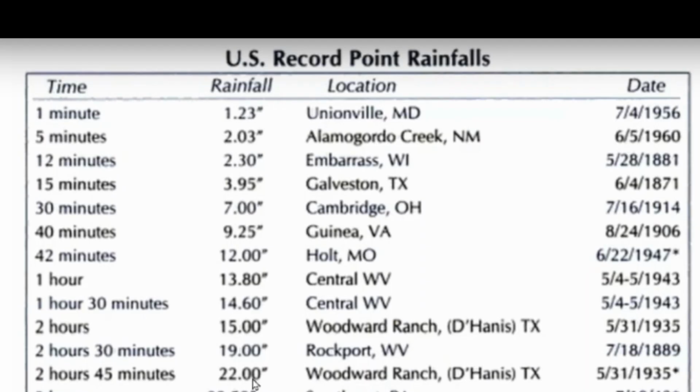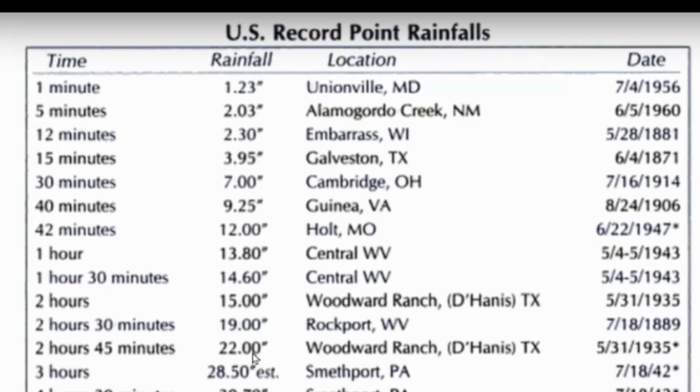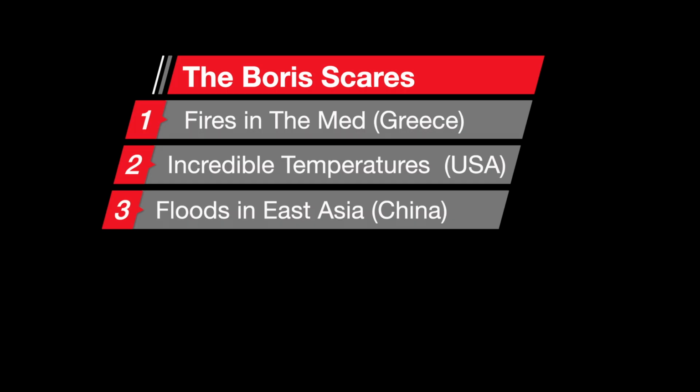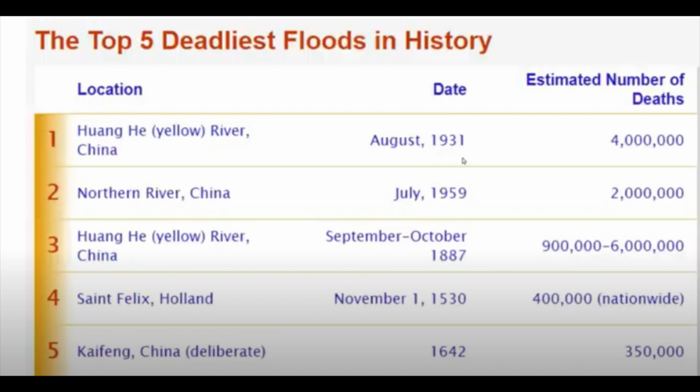Looking at another weather extreme, very heavy downpours of rain. Look at the dates in the right-hand column. And as you scan down, you will see only one of them. The last one is after 1986. Now take Boris's third point, floods in East Asia. China, the Chinese floods this year, how bad were they? Well, 4 out of the top 5 deadliest floods in history were in China, and every one of them was a really long time ago and before 1986.